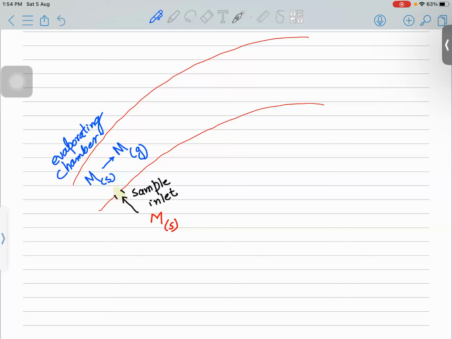So the first compartment is where the sample is converted into gas. Either the sample is in solid state or in liquid state, initially you convert the solid or liquid into gas. This is called the evaporating chamber.